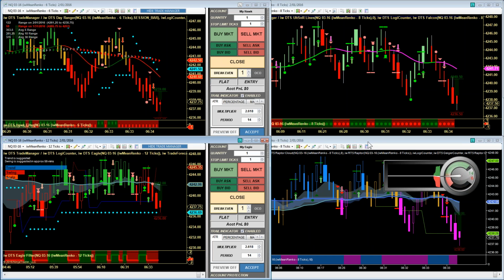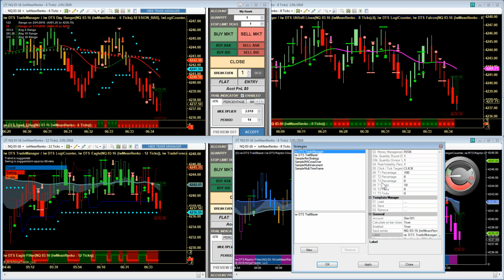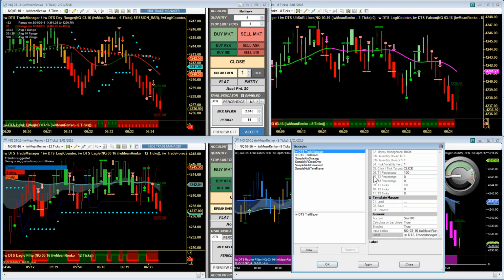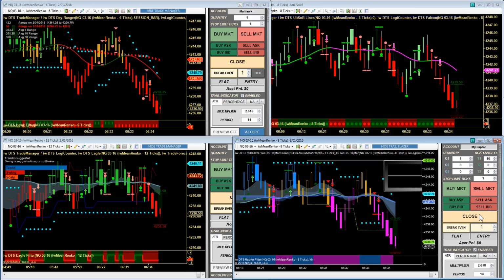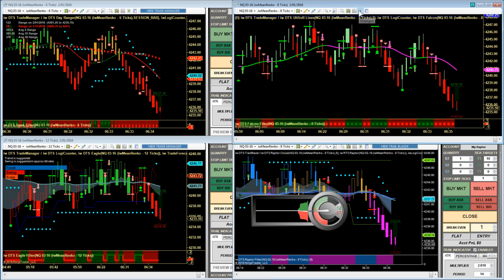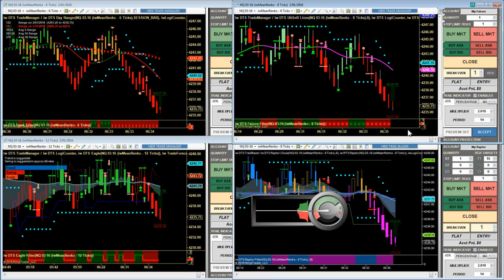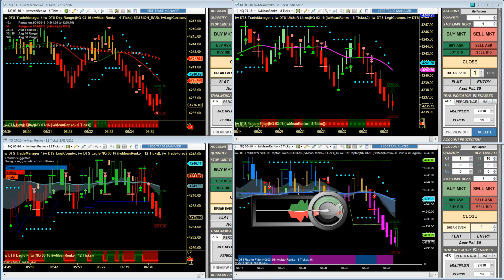I'm going to try loading my trade manager this way. Usually all you need to do is open up your window, click OK, and it will automatically load for you like that. But I'll try applying it first and see if that makes a difference. Okay, now on the other monitor, so far so good. Looks like we're off to the races.